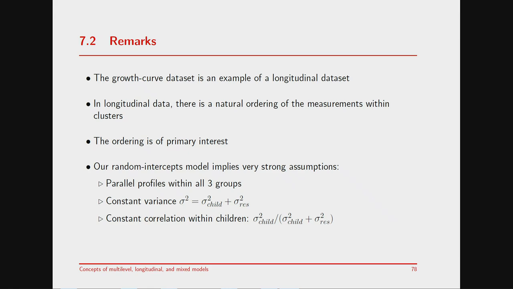But also that the correlation between the height at age 6 and 7 is the same as the correlation between the height at age 6 and 10. And that's a very strong assumption. Because intuitively, wouldn't we expect that the correlation should be stronger if you have measurements close to each other in time, and that the correlation would be weaker if the time between two measurements is further away from each other?